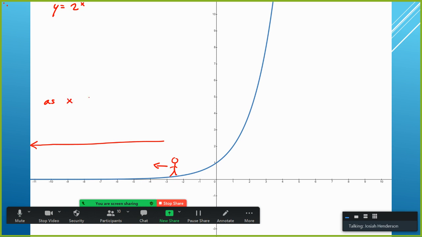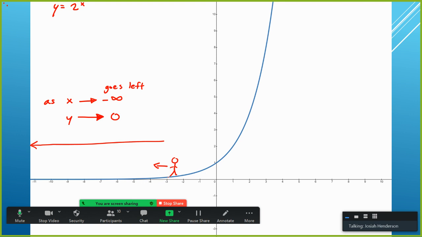As x goes to negative infinity, as x goes left, what is y doing? Y goes to 0. Why do we say it's going to 0?